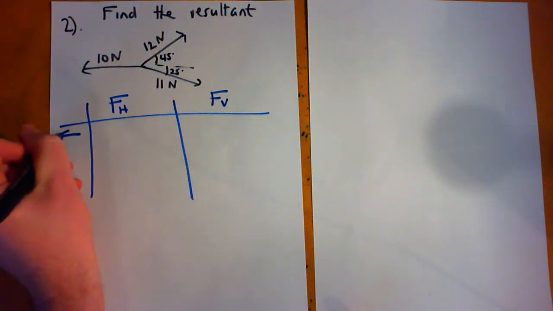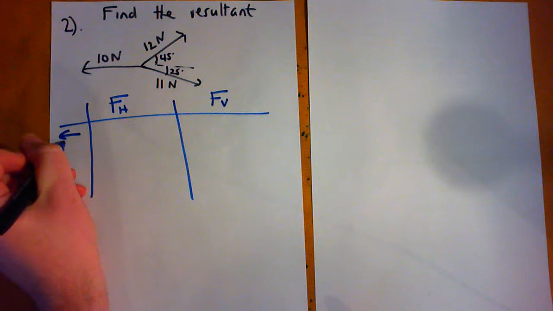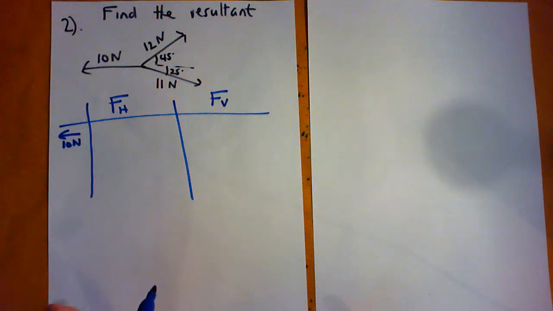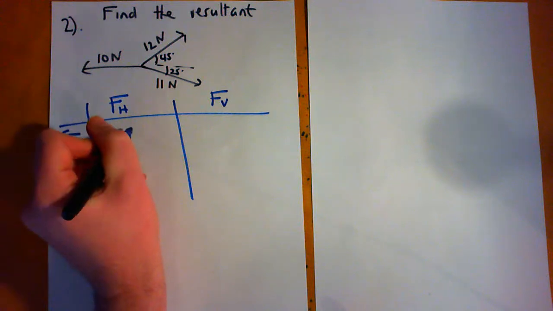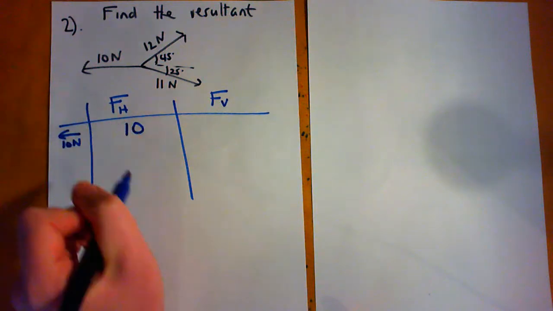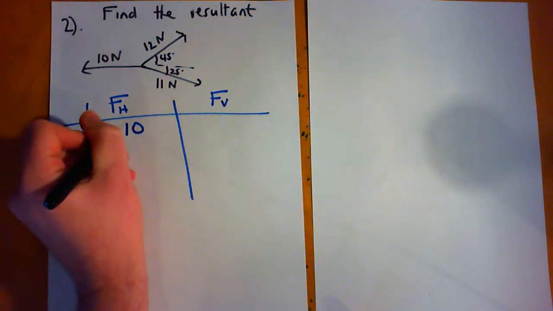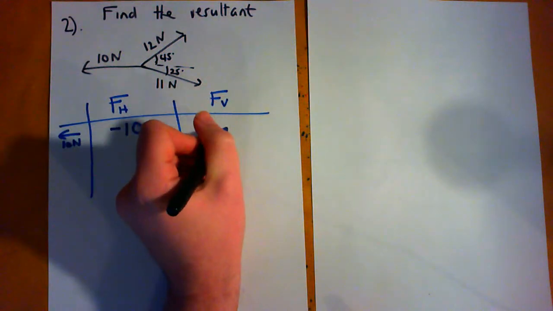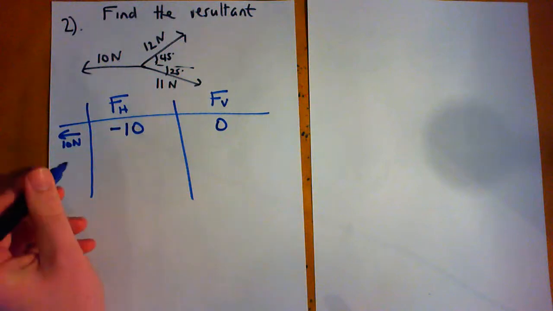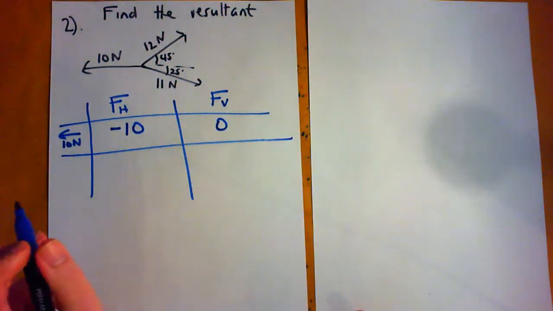Let's begin with the 10 Newton force because this is the easiest since it's exactly horizontal. So our horizontal component is 10, but it's pointing to the left, which makes it negative. And we have a vertical component of 0 because it is horizontal.